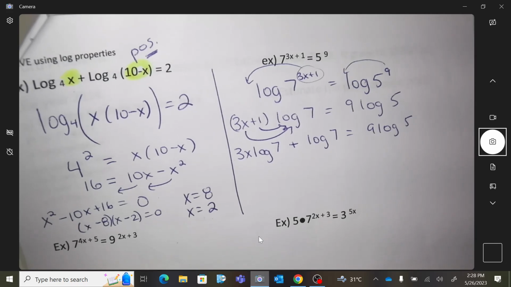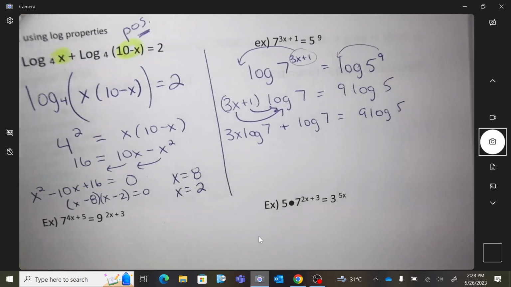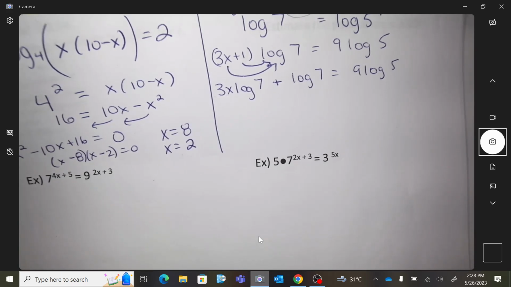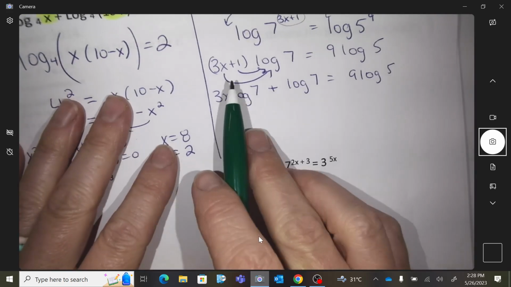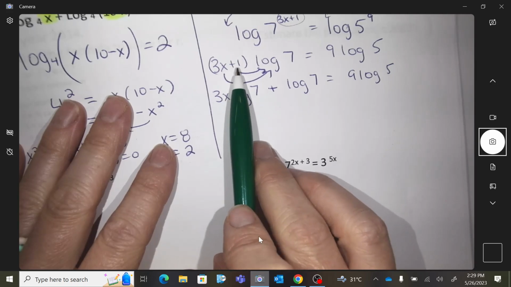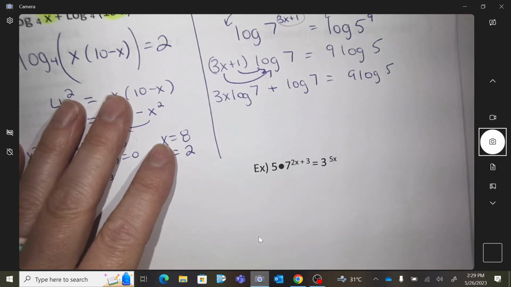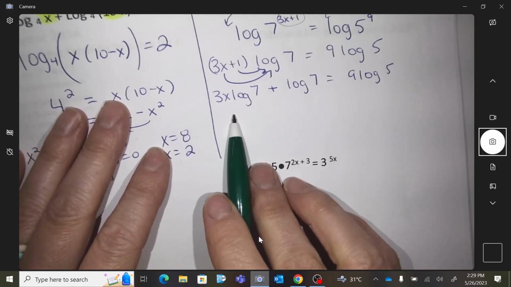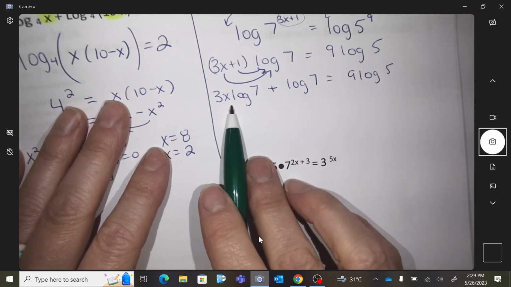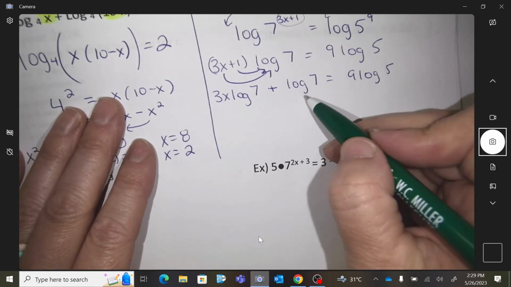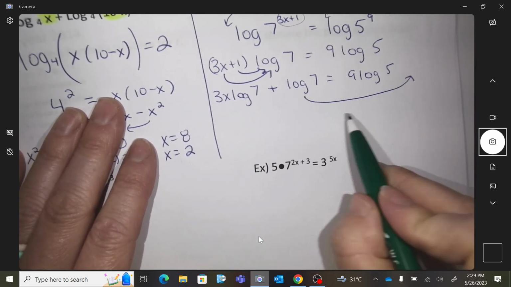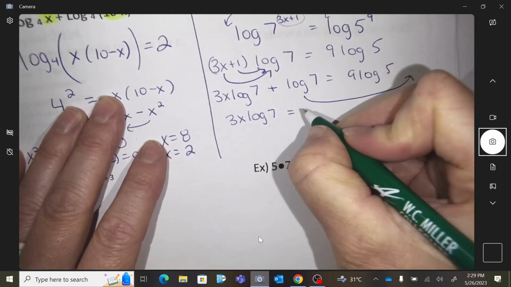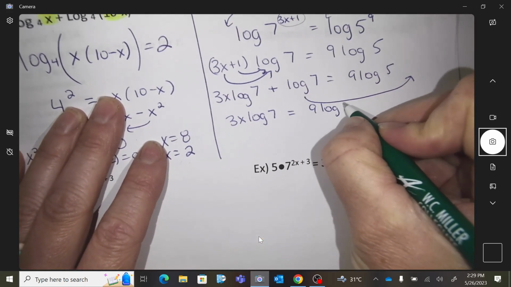Okay, 3x log 7 plus the 1 log 7. So separated. This unit has an x in it, so I'm going to leave it there. It's just one log. I'm going to put this to the other side. There's one x, it's just x.